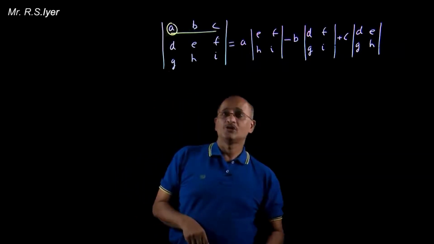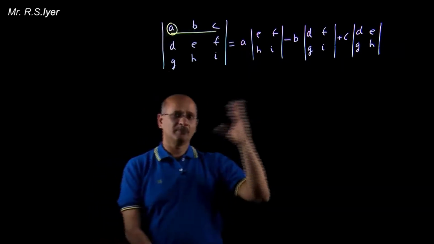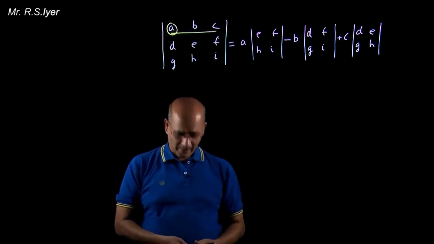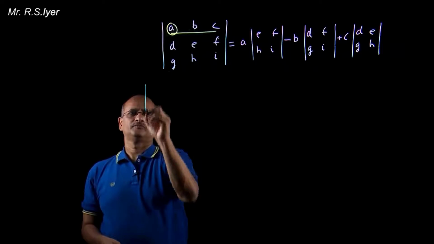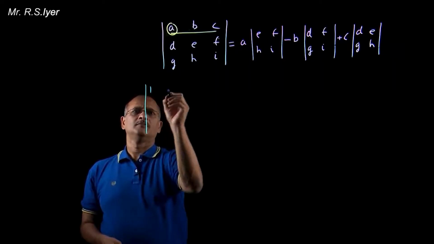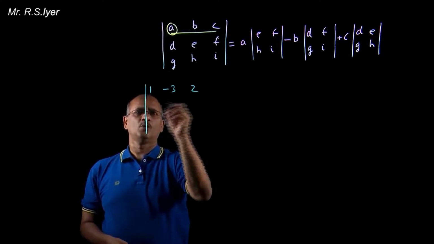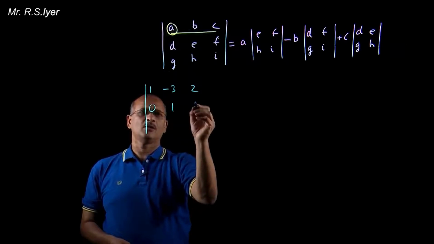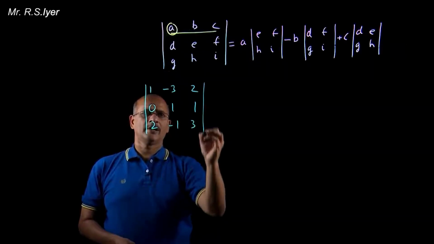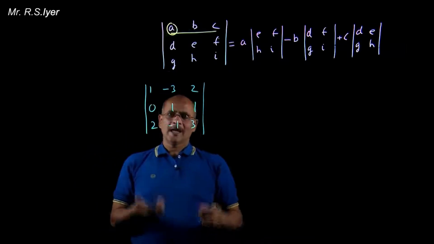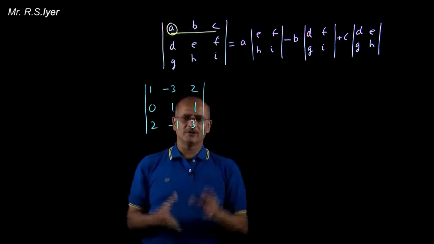Okay. Now, to begin and make you understand better, I will give one example. Let us take a determinant, say 1, minus 3, 2, 0, 1, 1, 2, minus 1, 3. I just took a determinant for you, and let me show you how to evaluate this determinant.